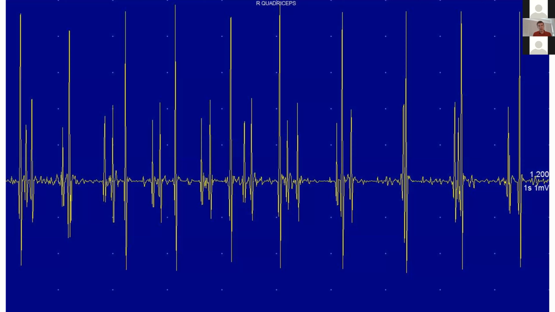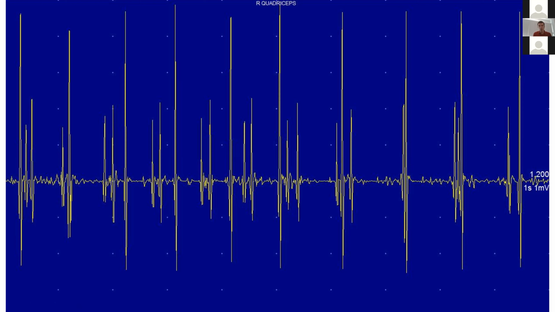In this snapshot of the quadriceps, we see three different motor units: 1, 2, 3. Those three different motor units are firing again and again in a sweep of 1 second with a sensitivity of 1 millivolt per division. The fastest firing motor unit in this sample is the smallest one. 1, 2, 3, 4, 5, 6, 7, 8, 9, 10, 11 hertz.